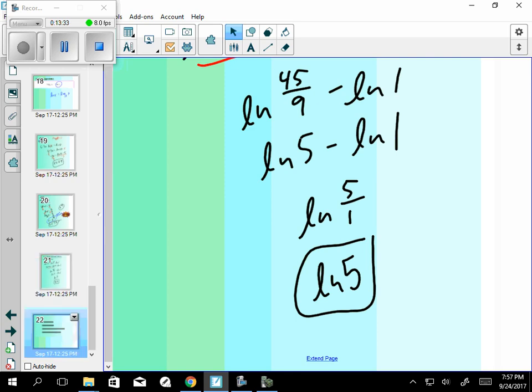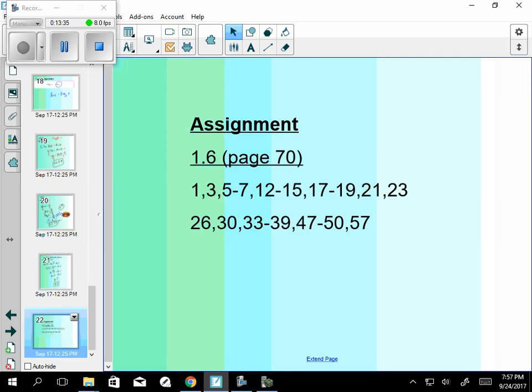All right, I want you to keep working on this assignment that you got with functions and logarithmic functions and complete that.